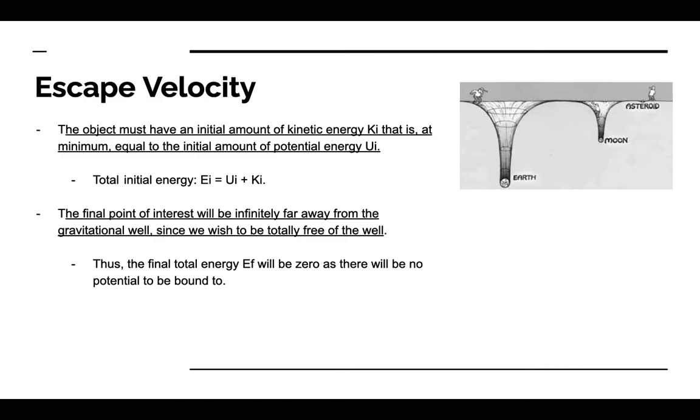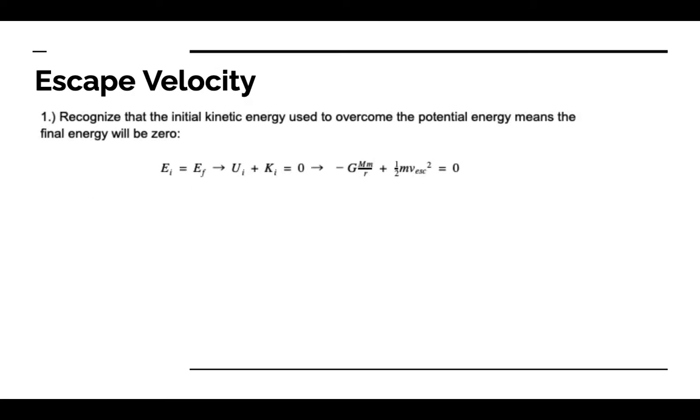So the final point of interest is going to be infinitely far away from the gravitational well, since we wish to be totally free of the well. Thus, the total final energy will be 0, as there's going to be no potential energy that we're bound to, and all kinetic energy is going to be used and paid back to the system to escape. So our final energy is going to be 0, okay? So those are the main concepts here, okay?